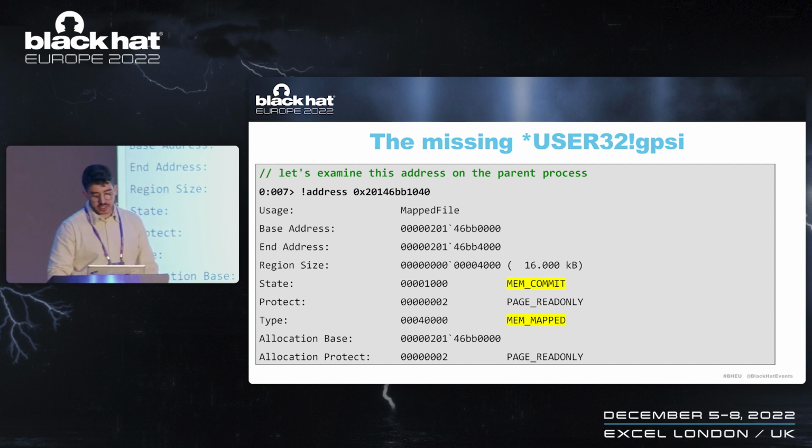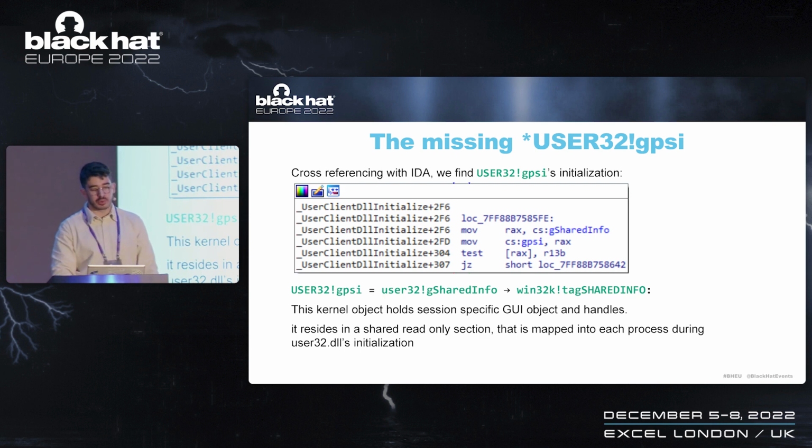So let's check further, and let's check the GPSI symbol from user32. This is its initialization, and I see that during the boot of user32, this is its DllMain, UserClientDllInitialize. GPSI is pointed to the gSharedInfo symbol, a symbol that points to a shared info structure from kernel that is mapped to every process that loads user32. This structure is a GUI structure that holds session-specific data and GUI handles and all sorts of this stuff. And it resides in a shared read-only section that is mapped from kernel to each process that loads user32.